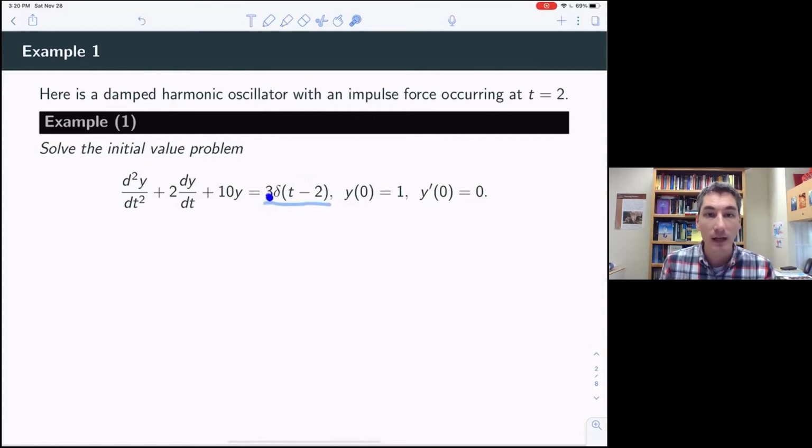And then the 3 just saying that we're going to shift that velocity from wherever it is, adding 3 units to the velocity. Initial position of 1, initial velocity of 0. And it looks to me like it's probably some kind of underdamped harmonic oscillator. So I would kind of expect a solution that looks like e to the minus t sine of t, that kind of thing.